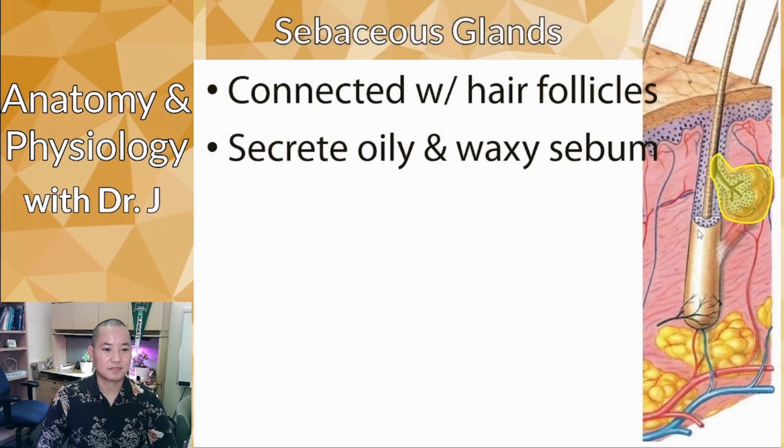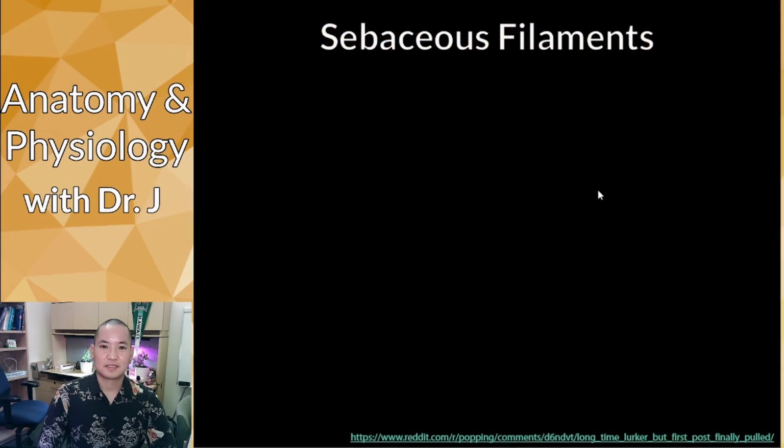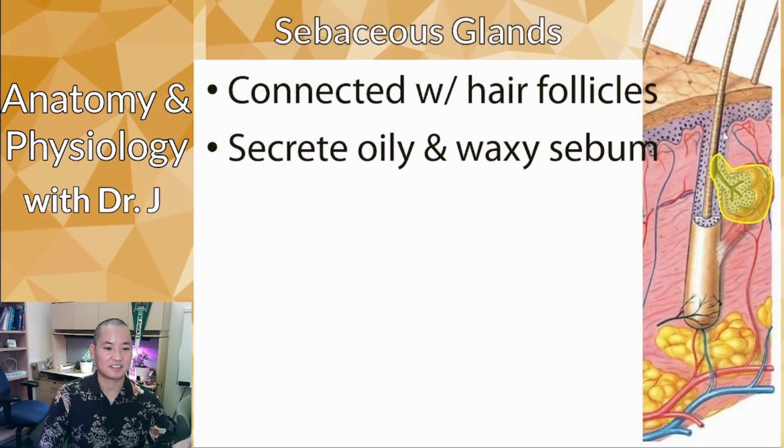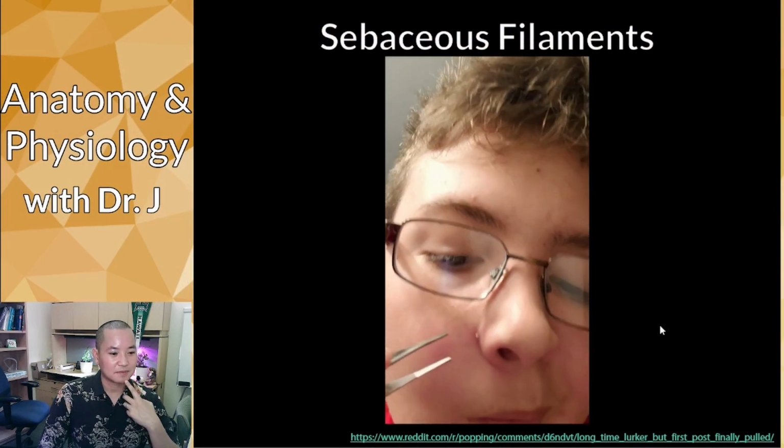Now, sebaceous filaments. So they secrete this substance called sebum that's oily and waxy. Now, what happens if the sebaceous filaments or the sebum builds up along the hair shaft and root? Well, you might get something like this.